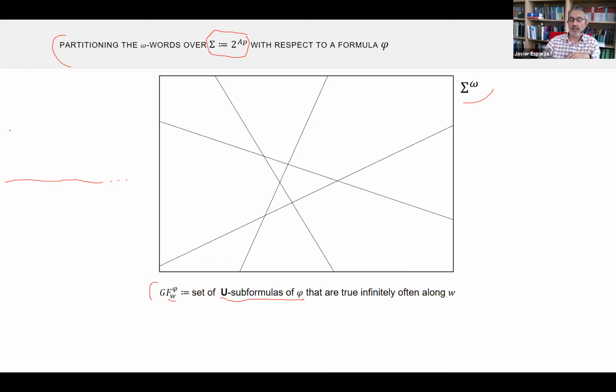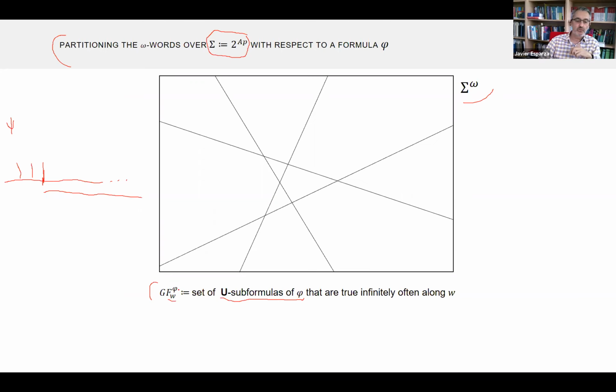And then you consider a subformula, let's say psi. And now you look at how often does psi hold along W. Meaning, does it hold here at this point? Does it hold here at this point? Does it hold here? And by holding here at this point, I mean, of course, that this suffix of the word satisfies the until subformula. So we'll look at this pattern of at which positions the until subformula holds and which positions it doesn't. And then in particular, we just focus on only one thing, whether it holds infinitely often or not.